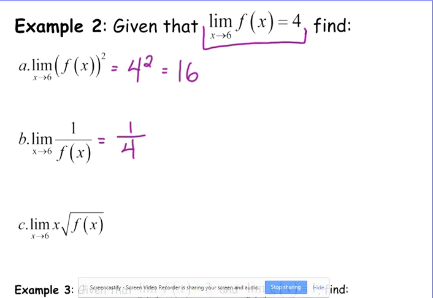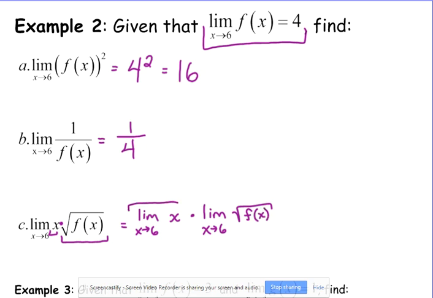Okay, let's look at C. Be careful with C. This is a product rule because we are multiplying x times this square root of f of x. So the limit, I'm going to break it up. I'm going to write it like this so you can see what I'm talking about. This is the quotient rule. I can break up the limits like so.